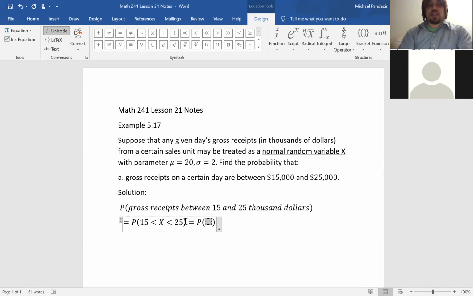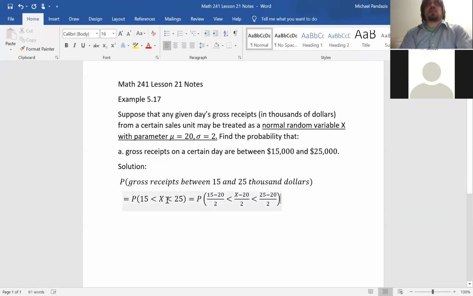In order to do that, first we have 15, and we take 15 and subtract from it mu, which is 20, and then divide by sigma, which is 2. This is strictly less than X minus 20 divided by 2, which is strictly less than 25 minus 20 divided by 2. What I did was take each of these, subtract mu, which is 20, and then divide by sigma, which is 2. The solutions to this inequality are the same as the solutions to these two inequalities. We're not changing the values of X that satisfy the inequalities. It's the same set of X values, so the probabilities are the same.